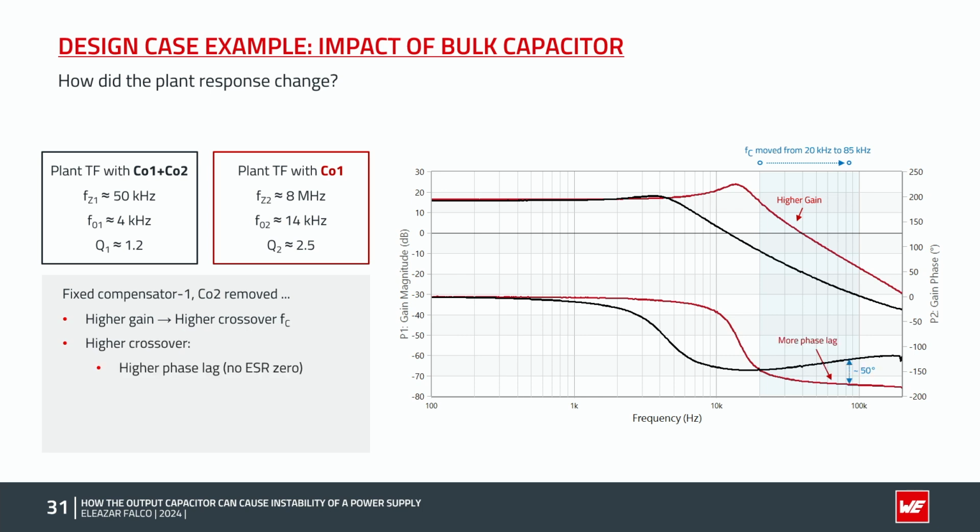Now, in that higher frequency area, we can see that the plant without the bulk capacitor CO2 has around 50 degrees more phase lag, as the ESR zero is no longer there. As we mentioned, it moved to above 8 MHz. On top of this, we also need to consider that the compensator provides the maximum phase lead at 20 kHz. And at 85 kHz, its phase lead will be lower. So overall, they both combine to push the phase margin from a comfortable 60 degrees to a negative value, making the control loop unstable, as we have seen.